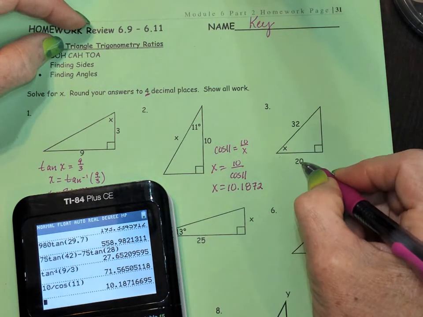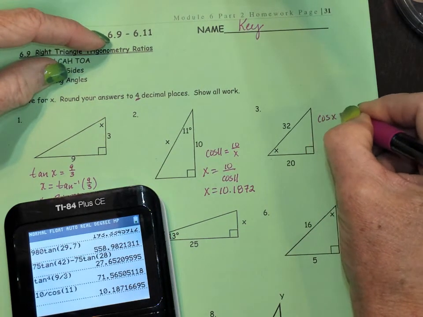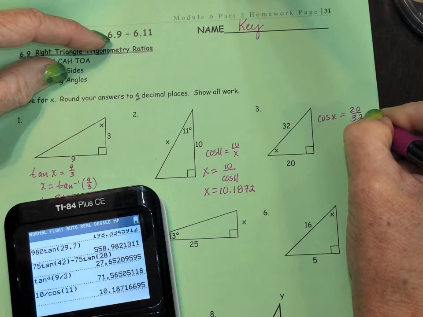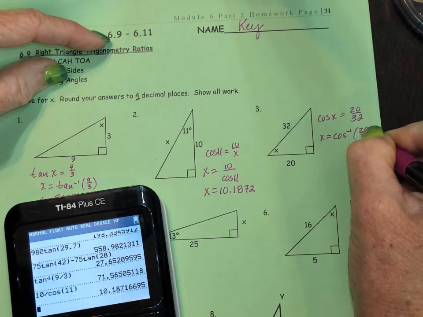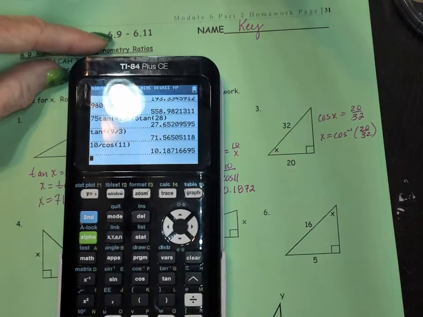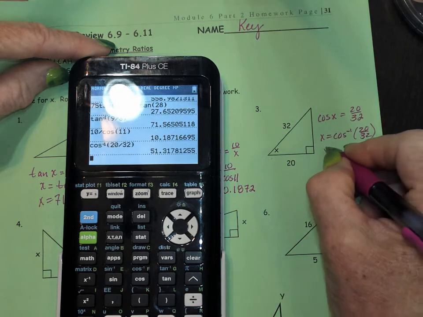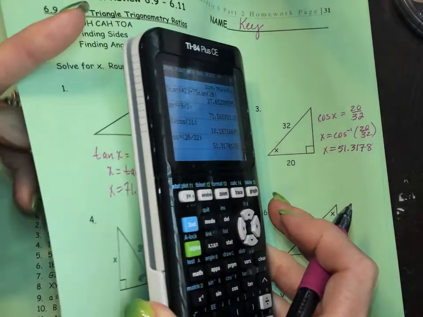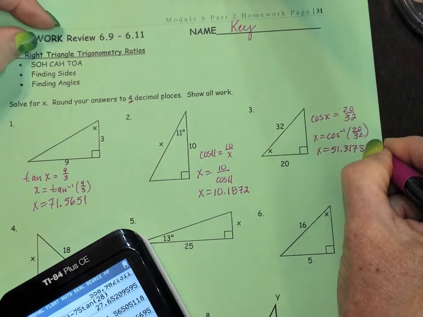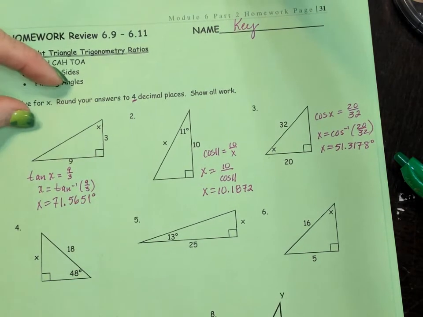All right. Number 3. From here, we have adjacent and hypotenuse, that's a cosine. So x is inverse cosine of 20 over 32. 51.3178. Yep. Degrees.